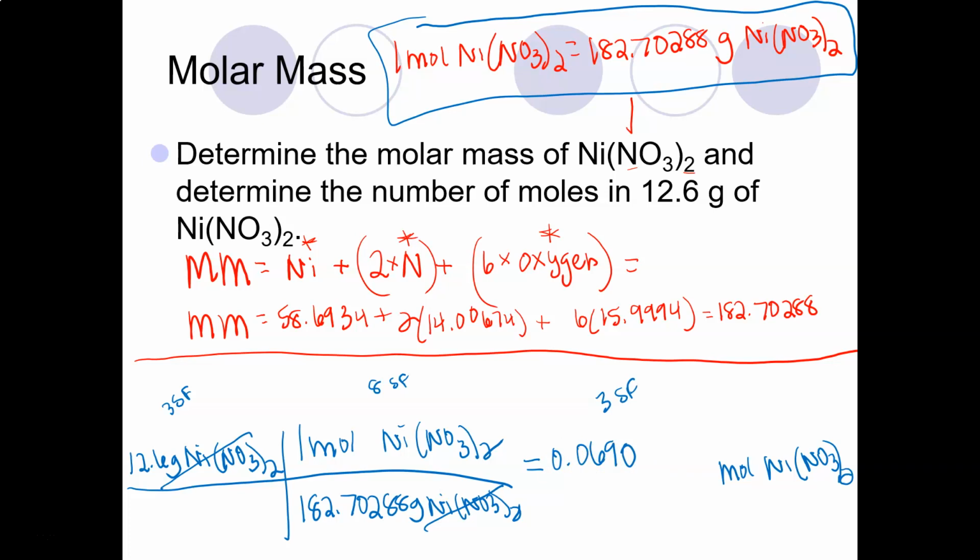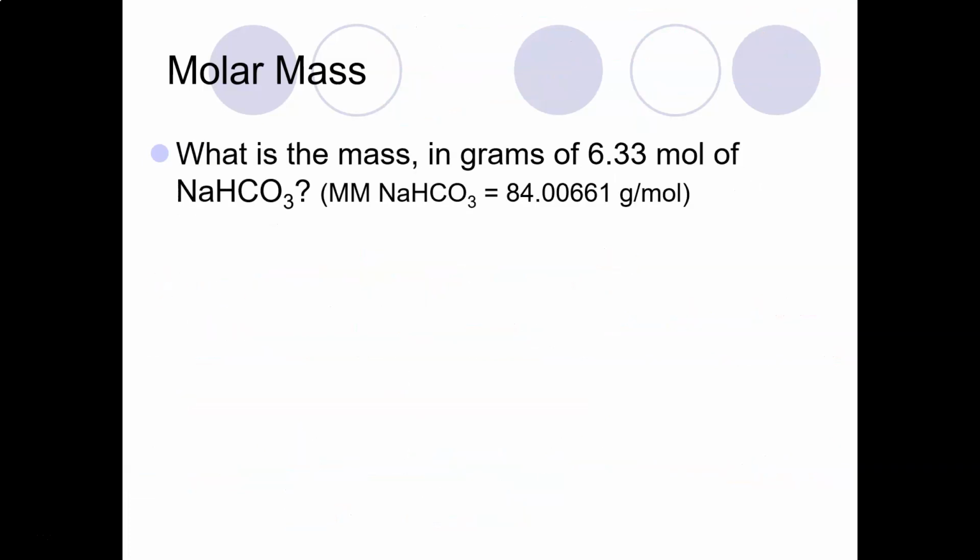Okay. Let's try some more. What is the mass in grams of 6.33 moles of sodium hydrogen carbonate or sodium bicarbonate? And this is what they're going to look like when I give you the molar mass. See how in parentheses after that it says NaHCO3 equals 84.00661 grams per mole. That's me having already added up 1 sodium, 1 hydrogen, 1 carbon, and 3 oxygens. So that's my shortened way of saying 1 mole of NaHCO3 equals 84.00661 grams of NaHCO3. We still have to do the problem, but I saved you a little bit of time.